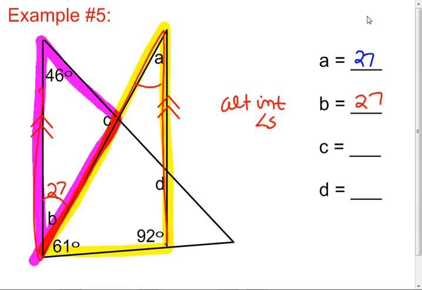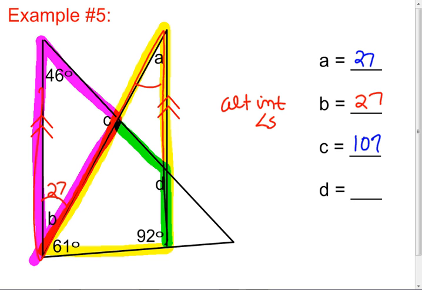Okay, so how much is C? Does everybody agree? I don't have my iPad open, so I don't know. And to find D is probably the tricky one. Anybody see how to find D? What am I going to do?